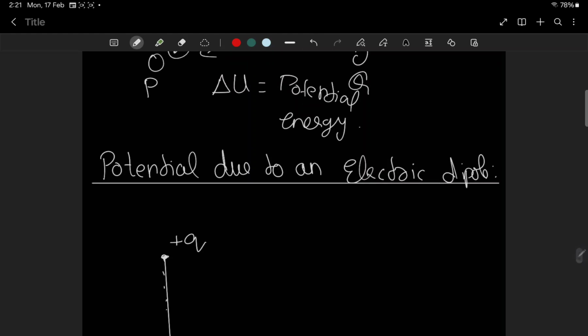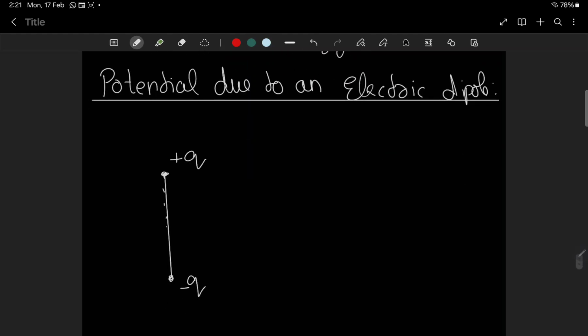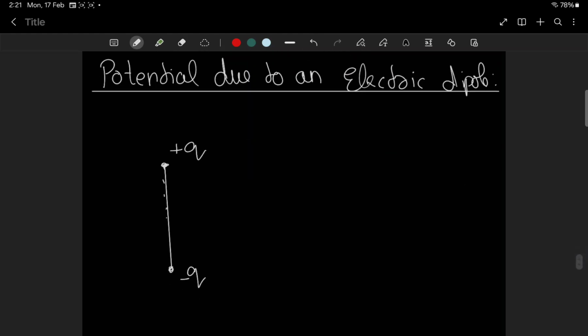So here we are going to take the dipole like this. The dipole is anything, we will take it like this. This is also a dipole. I will draw it as a perfect line. Yes, this is the dipole. I took a dipole.